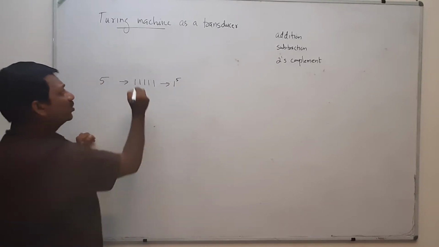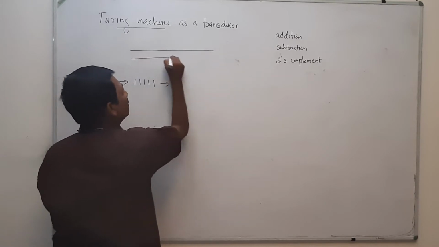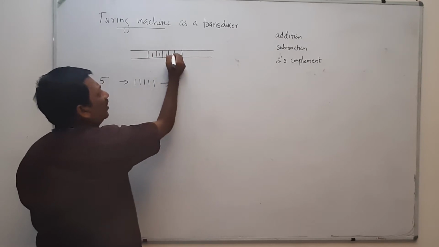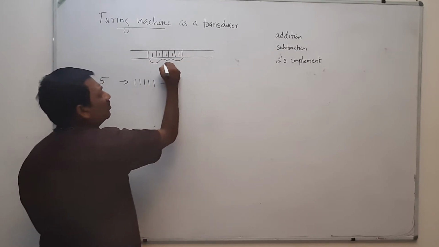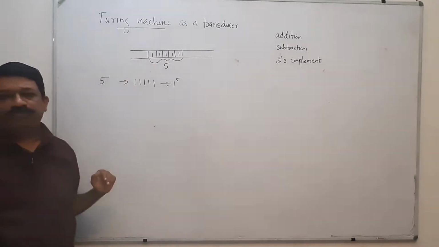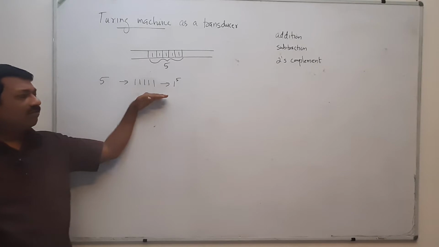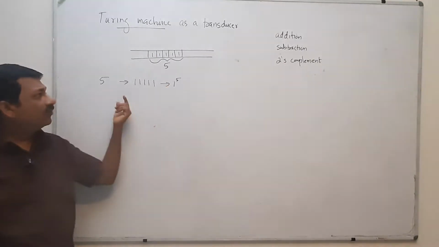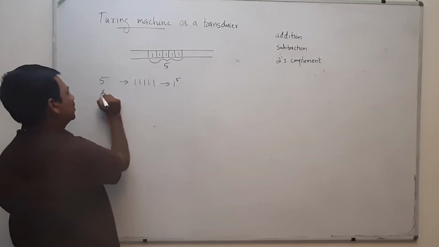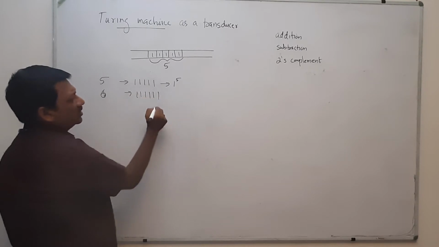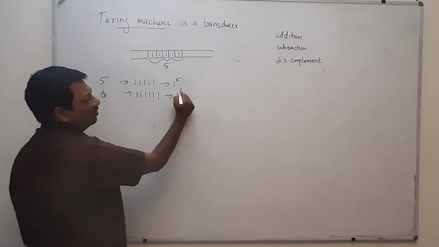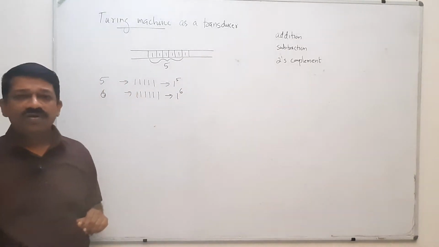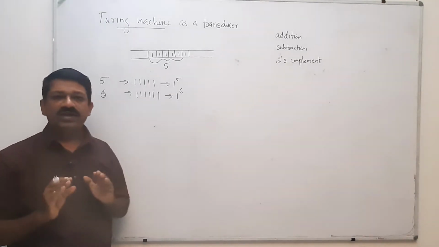That means in the Turing machine, suppose this is the Turing machine, and in that tape 1 1 1 1 1, this represents 5. This is the unary representation of 5. If you want to represent 6, you will have 6 ones, or 1 raised to 6. That means in addition to this you are going to have one more 1. Okay, that is the unary number system.